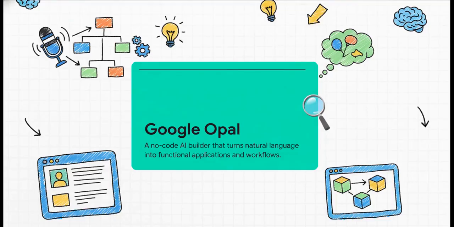Okay, here's the key thing to get. Opal is a no-code builder. You don't write syntax or debug semicolons. You just write sentences in plain English describing what you want your app to do. It's basically a bridge between your ideas and a real tool you can use.